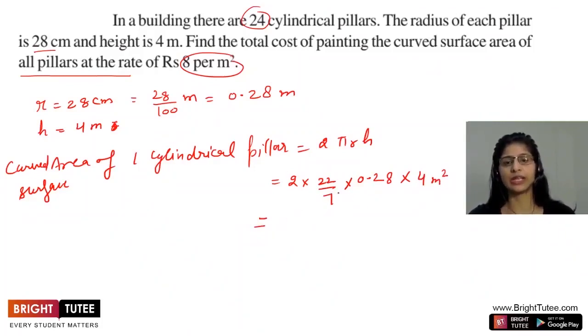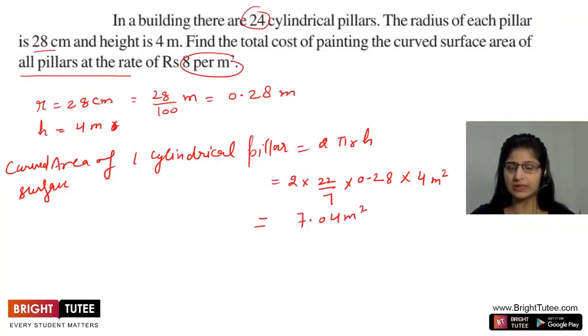So just do the calculations. 2 into 22, we get 44. Do the calculations in your notebook. What are we going to get? We will get 2 into 22 into 0.28 into 4, and we have to divide this by 7. After solving, we get the answer as 7.04 square meter.